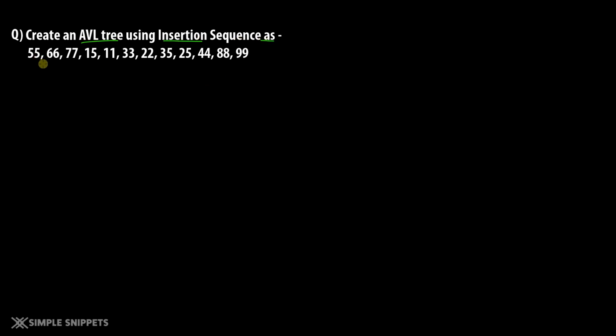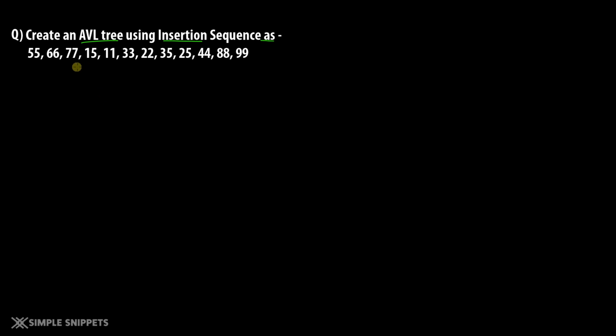So you've been given 55, 66, 77, 15, 11, 33, 22, 35, 25, 44, 88, 99. So you have to create an AVL tree. Now we all know that an AVL tree is nothing but a balanced binary search tree.